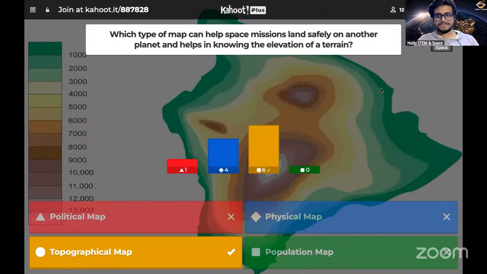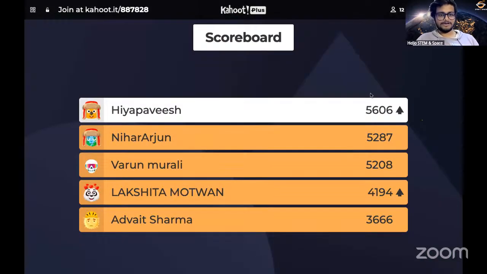Oh, a lot of changes again. Now Hiya is on the top. It's a tough competition going on. And Nihar is on second, Varun is on third, Lakshita on fourth, and Advait on the fifth position. Okay, let's see quickly the next question.